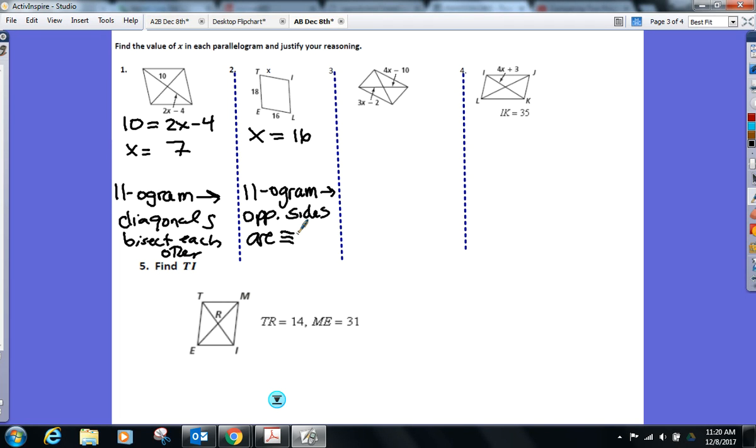Okay, need somebody. Luke, here we go. Number 3. What can I do with the 4x minus 10 and the 3x minus 2? What property are you applying? Okay, so these pieces are equal. 4x minus 10 equals 3x minus 2. Whenever you solve for x, Emily, I don't care. Whenever it is, take your time. I just want x equals 8. And then again, we applied parallelogram implies diagonals bisect each other.